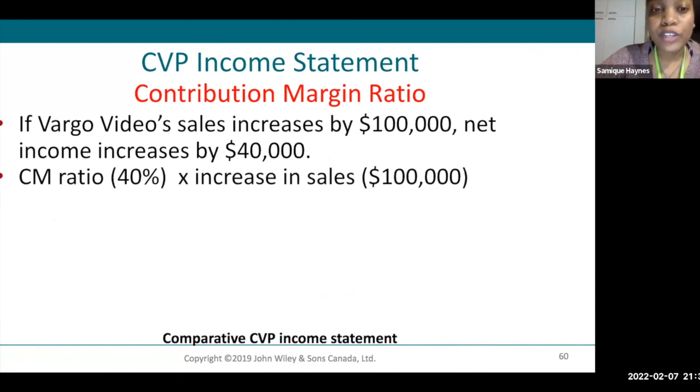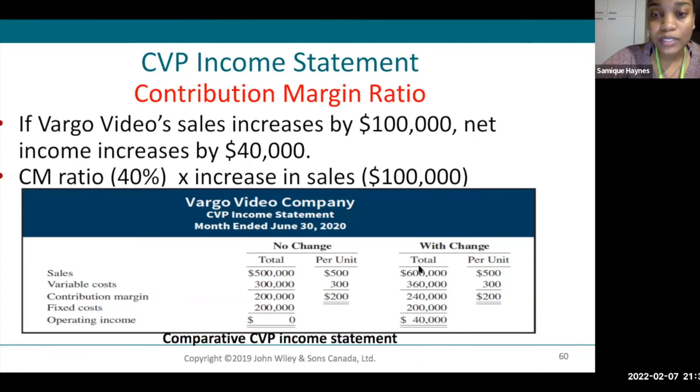So if Vargo Video sales increases by $100,000, net income will increase by 40% of that. So if we sold $600,000 instead of $500,000, we're going to multiply that increase of $100,000 by 40%, our contribution margin ratio, and that's going to tell us how much our increase in profit is going to be. So we see how we can use our contribution margin per unit and our contribution margin ratio to find out how our profit is being affected. Cost, volume, profit analysis.